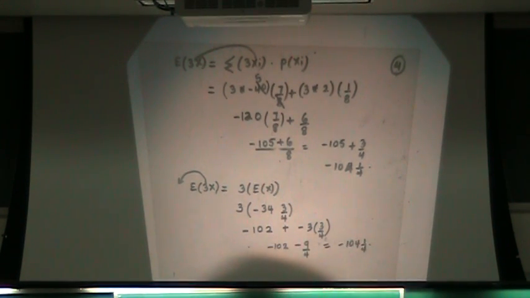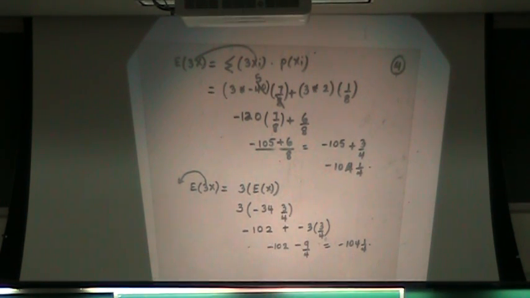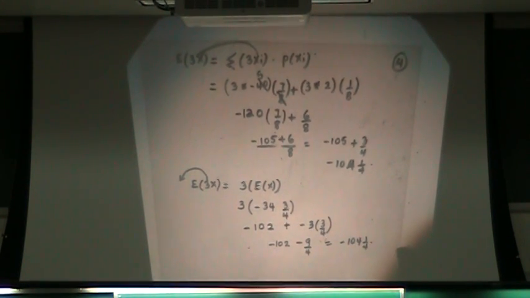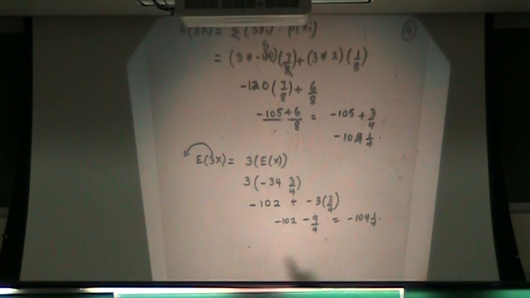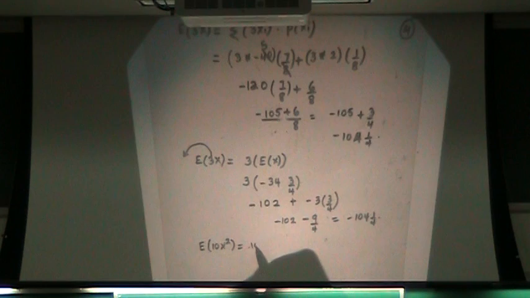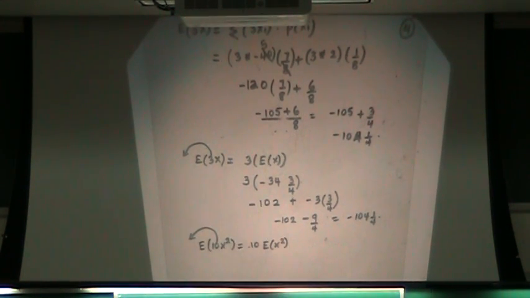I don't have a calculator in my hand, so I'm trying to do it. So naturally, this is much simpler. When you're trying to find E of 3x, you just pull out the 3 and then do E of x, which we had already done previously, right? Similarly, if I wanted E of 10x squared, I would just do 10 E of x squared. Pull this out. That's all.